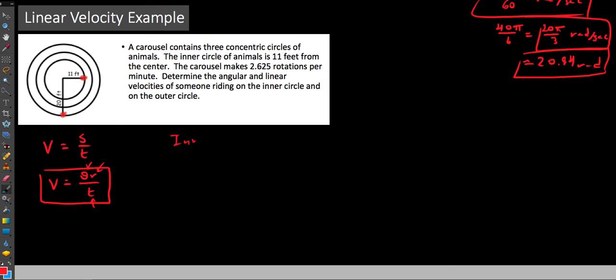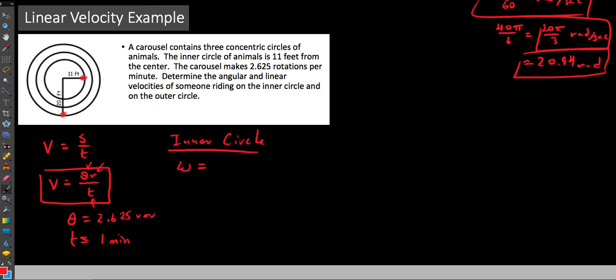So let's start with our inner circle here. We need our angular velocity first. And what we know about our angular velocity is it's angle over time. So in this case, I suppose we need 2 things. We need our angle and our time. In this case here, our angle is given by 2.625 revolutions. And our time, well, I suppose this is rotations per minute. So this is in 1 minute.